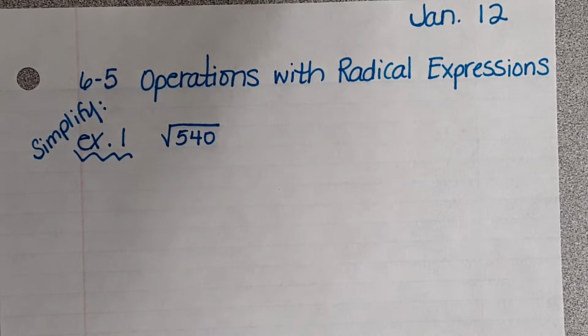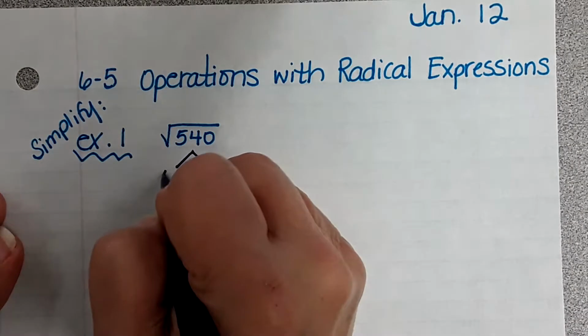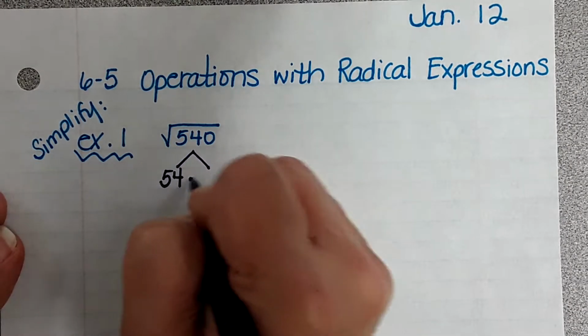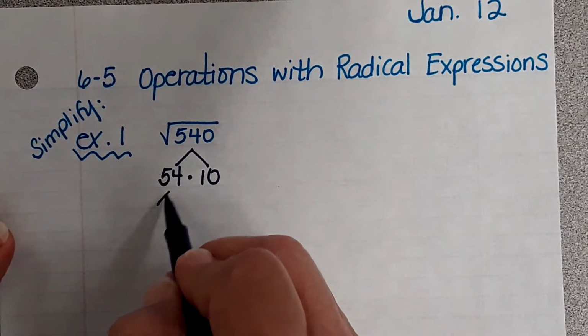So on 540, what are two numbers you can multiply together to get 540? Any two numbers? 54 and 10. I like it. Okay. Now, are either one of those prime numbers? That means they only have two factors, one and itself. Okay, so what are two numbers you can multiply to get 54? 27 and 2. Okay.